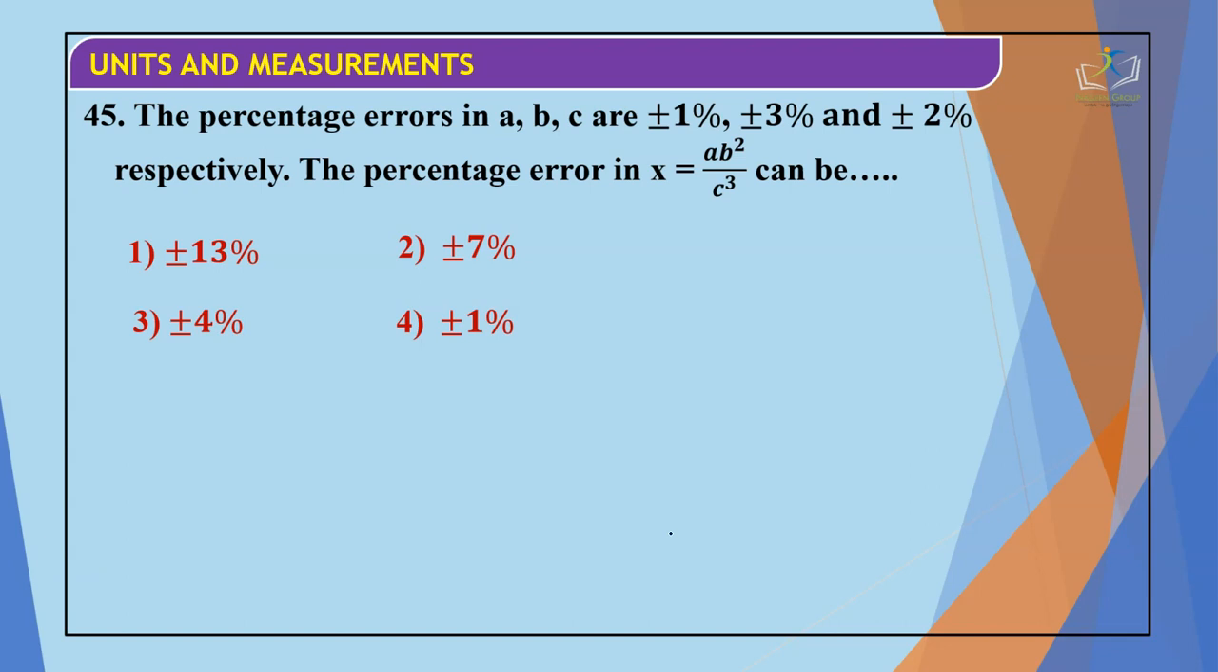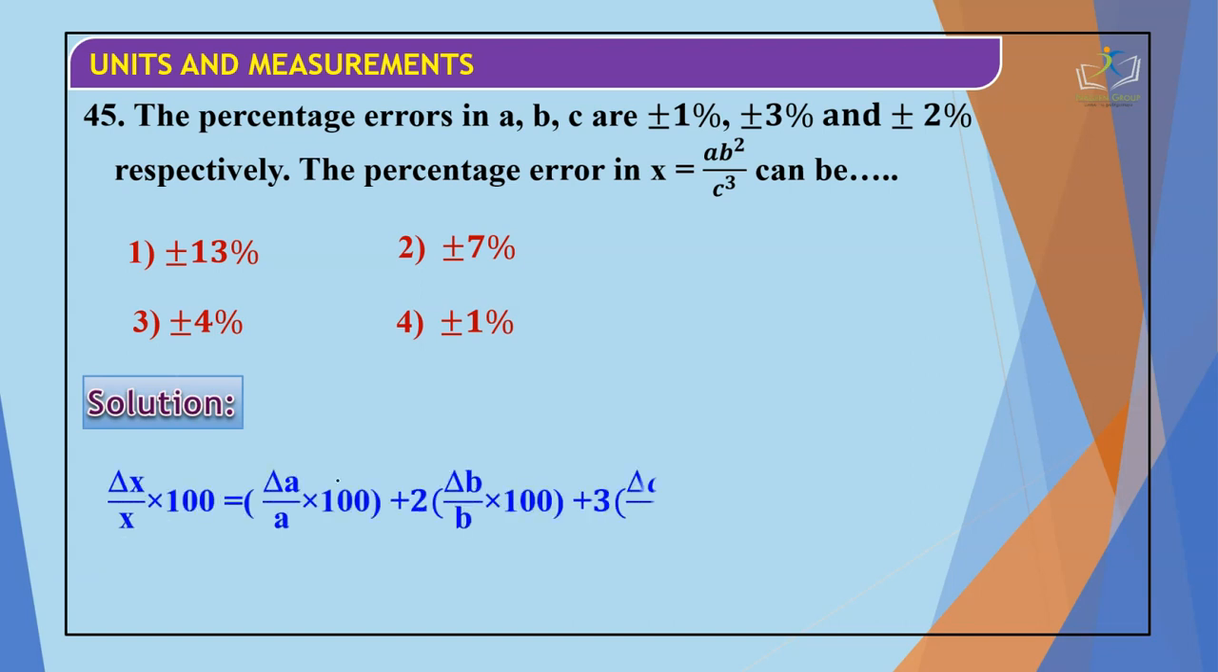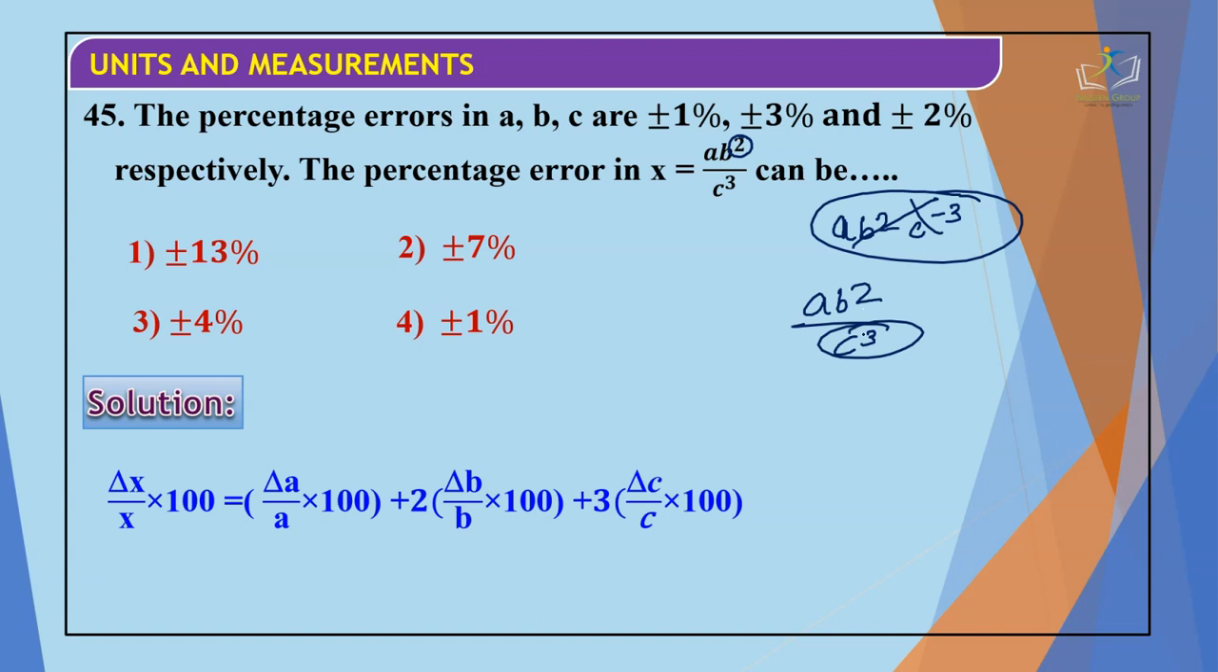Student, the question is easy, because we simply have to calculate the x error. Solution: the x error, delta x by x into 100, is equal to delta a by a into 100, and again they have some power. There is no need to write it like this, C power minus 3. This is not the correct way. If you have an equation like this, you easily write the 3 as plus, as I have written over there, plus 3.